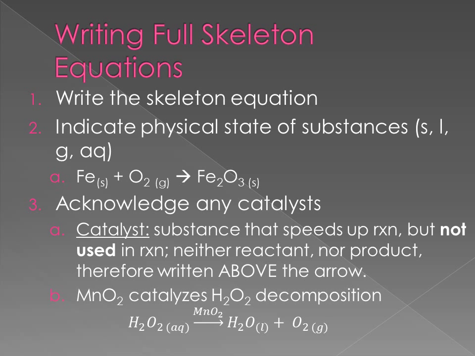So on this slide, we are actually looking at the steps for writing a full skeleton equation. So we're taking what we just learned and we're just adding a couple extra steps to it, which are necessary for then writing balanced equations. So our first step is what we've been doing to write our skeleton equation. So we take care of that. That's the Fe plus O2 yields Fe2O3, our equation with formulas.